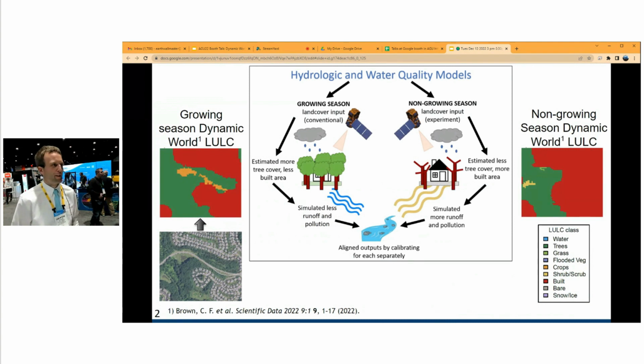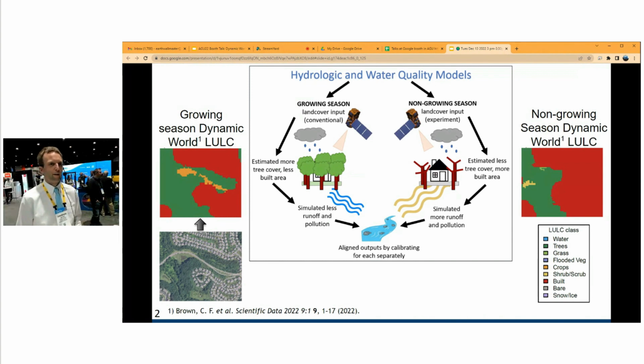Environmental models based on land cover data are common in many fields, including atmospheric science, hydrology, and biogeochemistry. And traditionally, the readily available land cover data sets for these models to use have either reflected growing season conditions only, or been available at an annual time step.